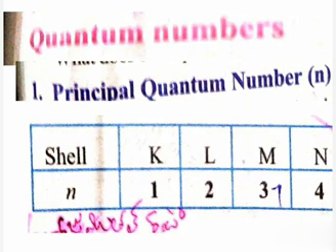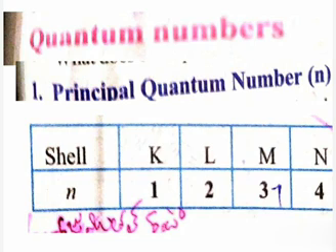First, we will discuss the principal quantum number. The principal quantum number is related to the size and energy of the main shell, and it is denoted by small n. n has positive values, that is, n equals 1, 2, 3, and so on.